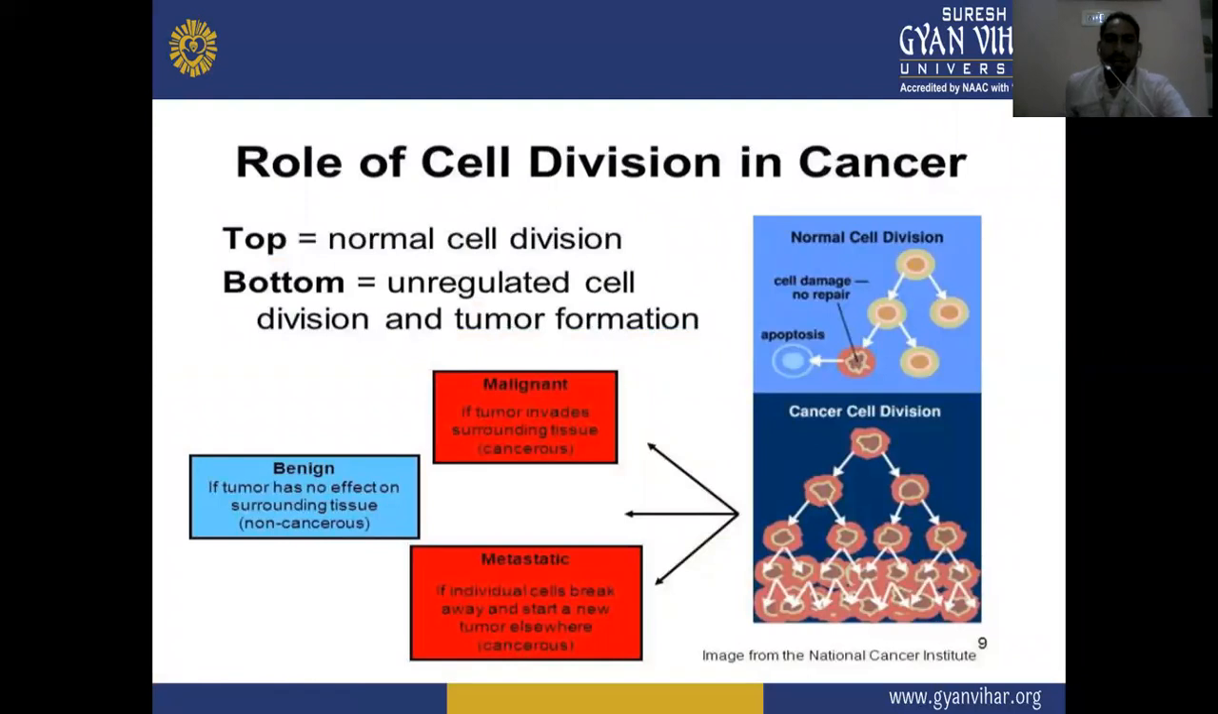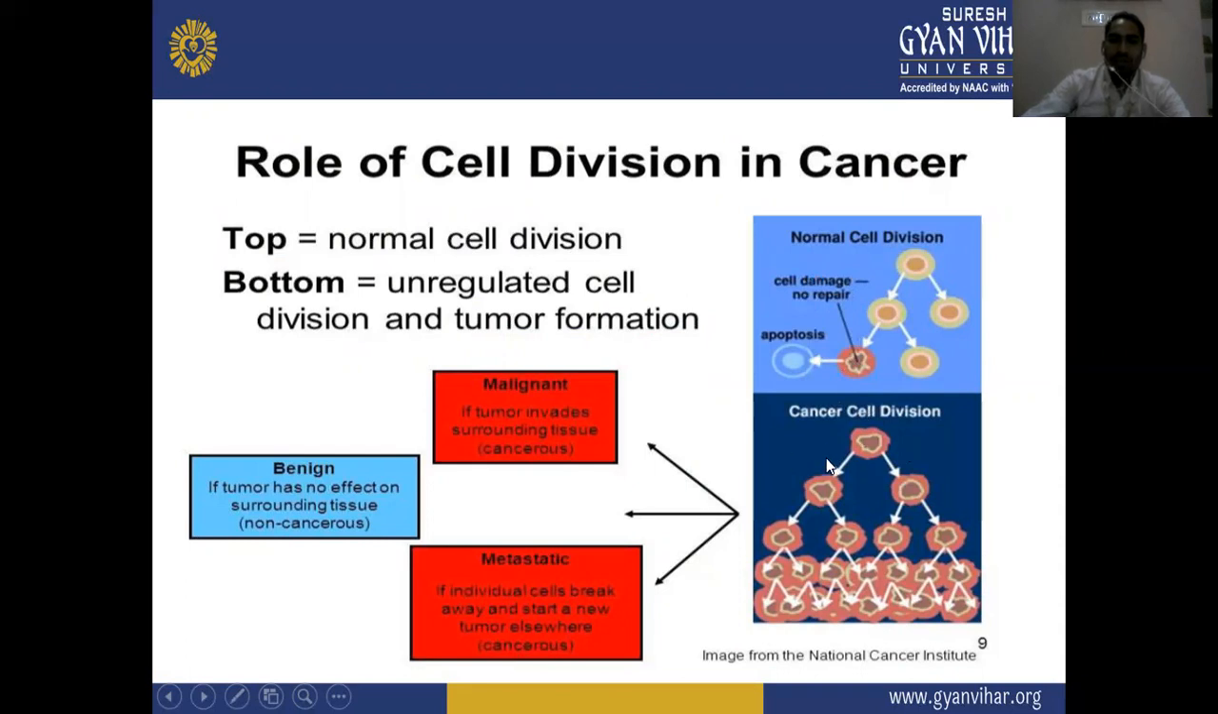Next one is the role of cell division in cancer. At the top is normal cell division: after cell damage, if there is no repair, it means apoptosis.